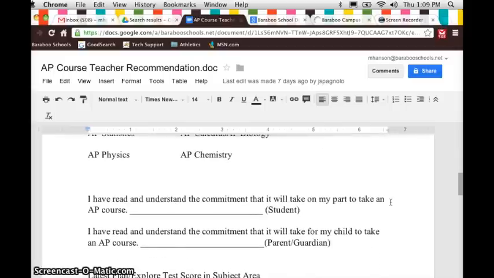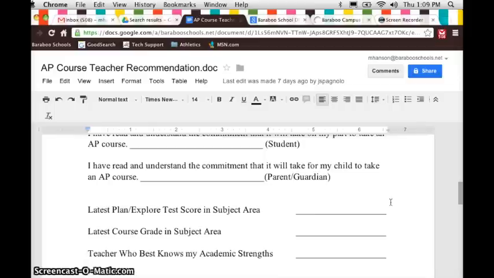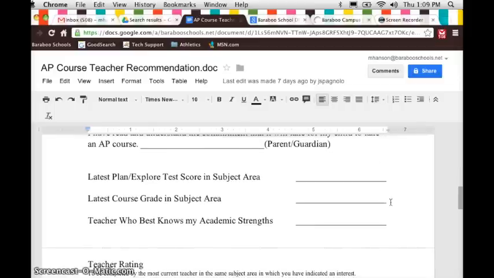Then you must sign saying that you understand the commitments that it will take on your part to take and participate in an AP course, and also have a parent and guardian sign this form as well. Finally, we need to collect a little bit of information from you. We would like to know the score of your latest Plan Explore test in the subject area in which you are interested in taking an AP course, and your latest course grade in that subject area. Also, we are asking that you list the teacher who knows your academic strengths best.